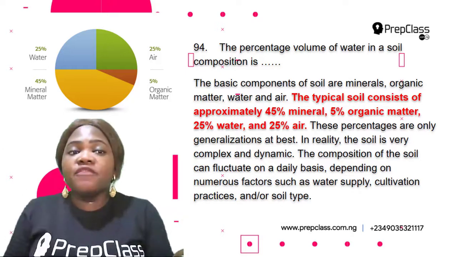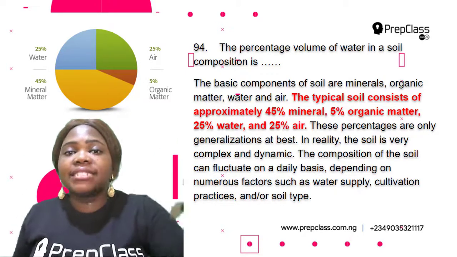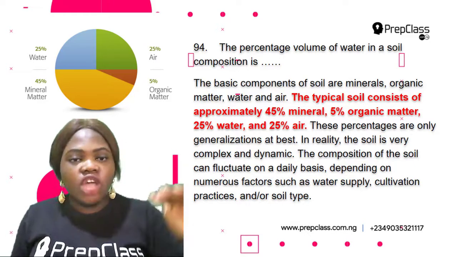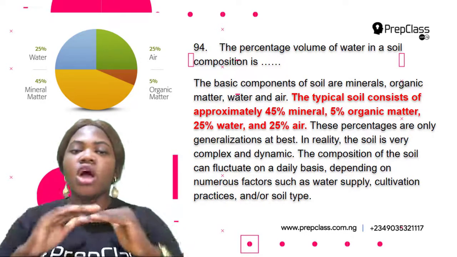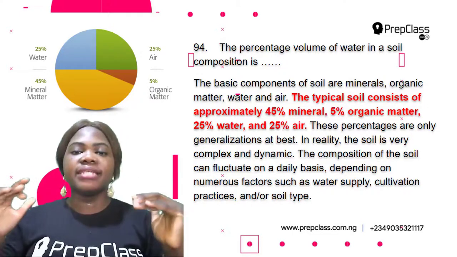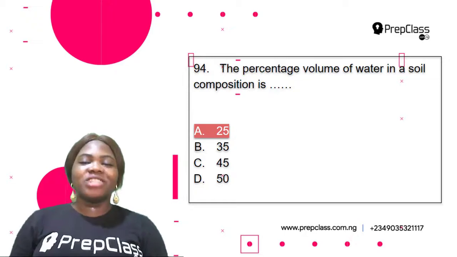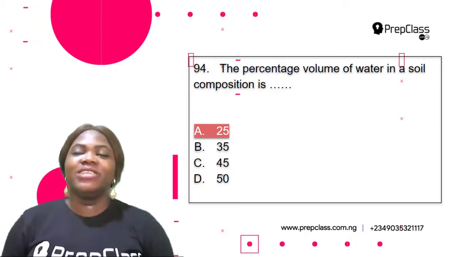So when there is high rainfall, it's likely that the soil water will increase, right? When there is no rainfall, the soil water will reduce. So it's not always like this. Soil contains approximately 25% of water. Okay, so the correct option is option A, 25.